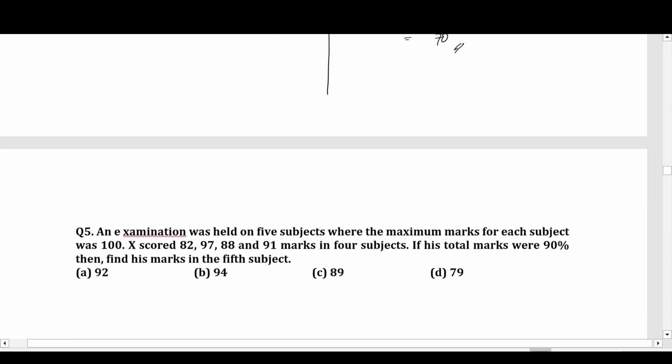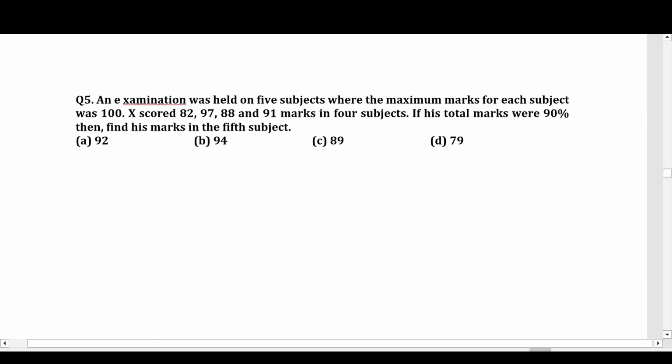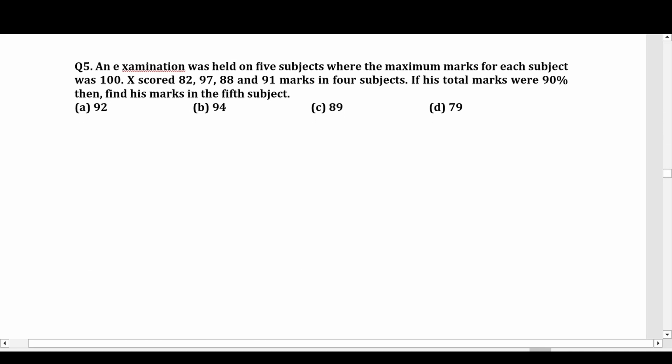Next, question number 5. An examination was held on 5 subjects where the maximum marks for each subject was 100. X scored 82, 97, 88 and 91 marks in 4 subjects. If his total marks were 90%, then find his marks in the 5th subject. Maximum marks for each subject, full mark, 100.